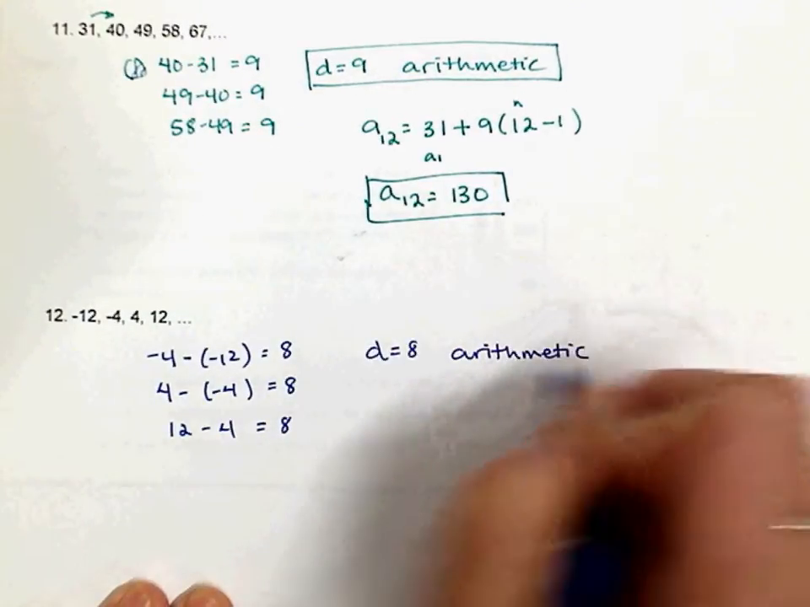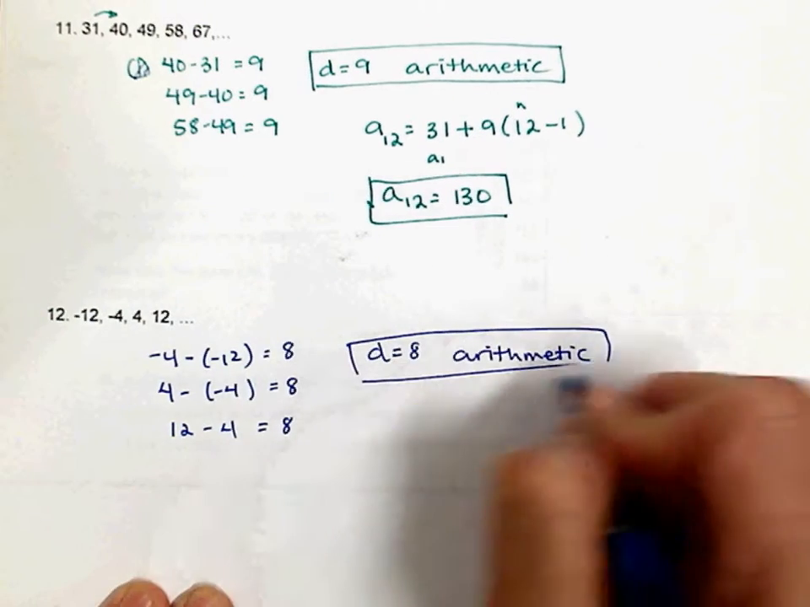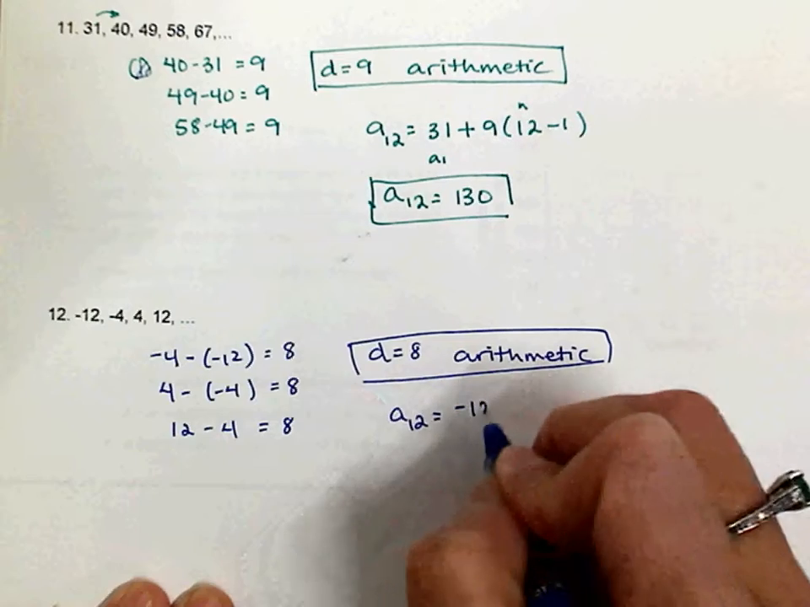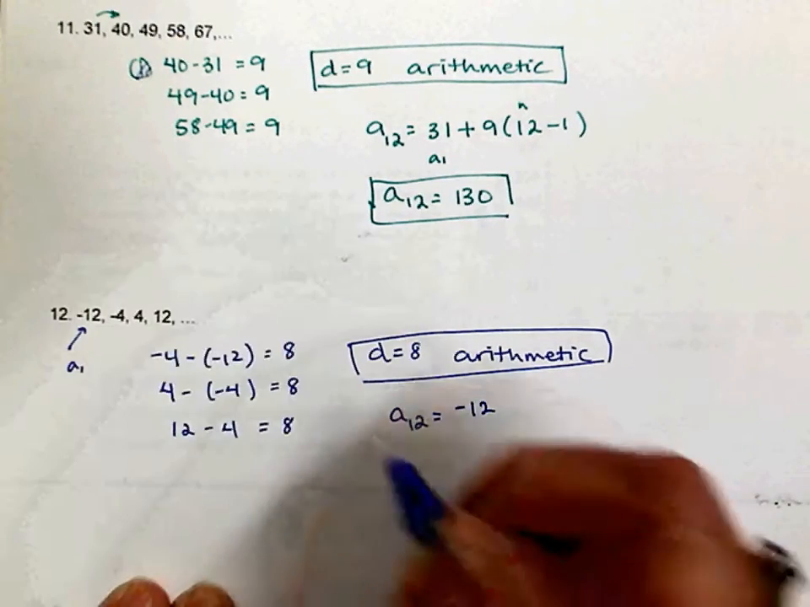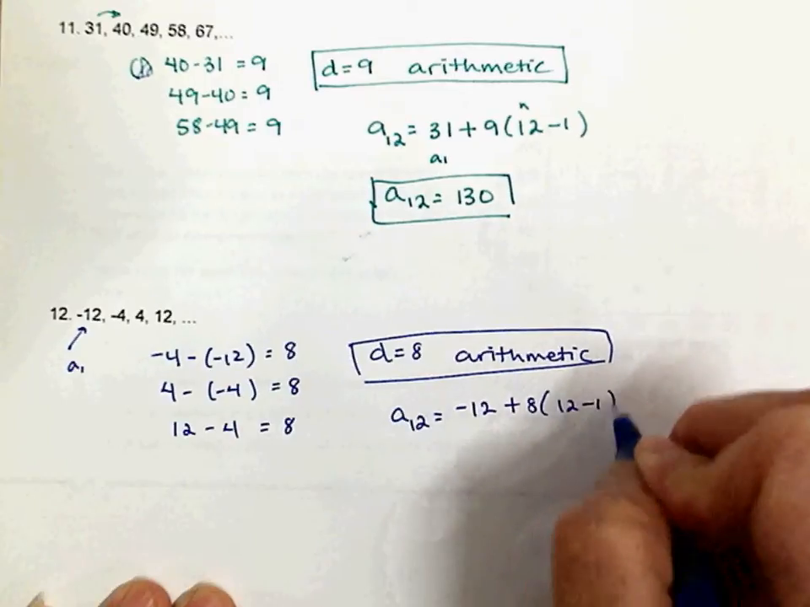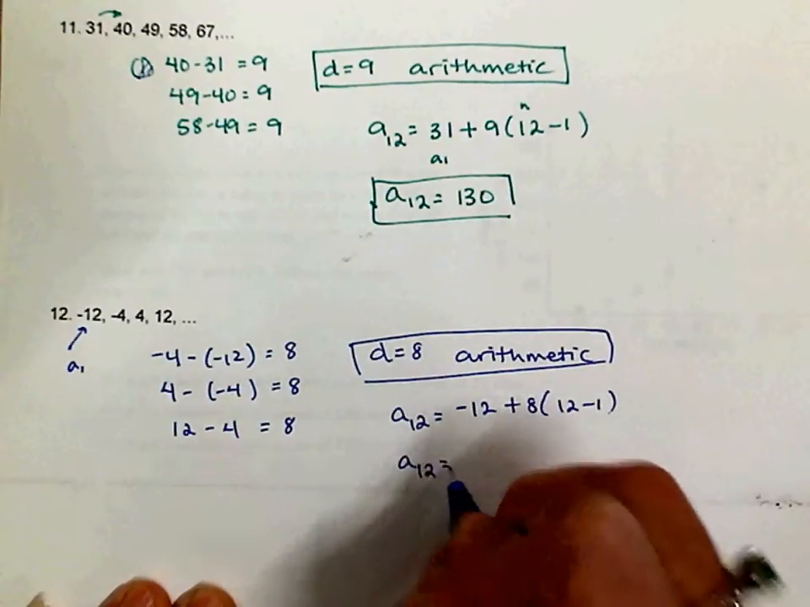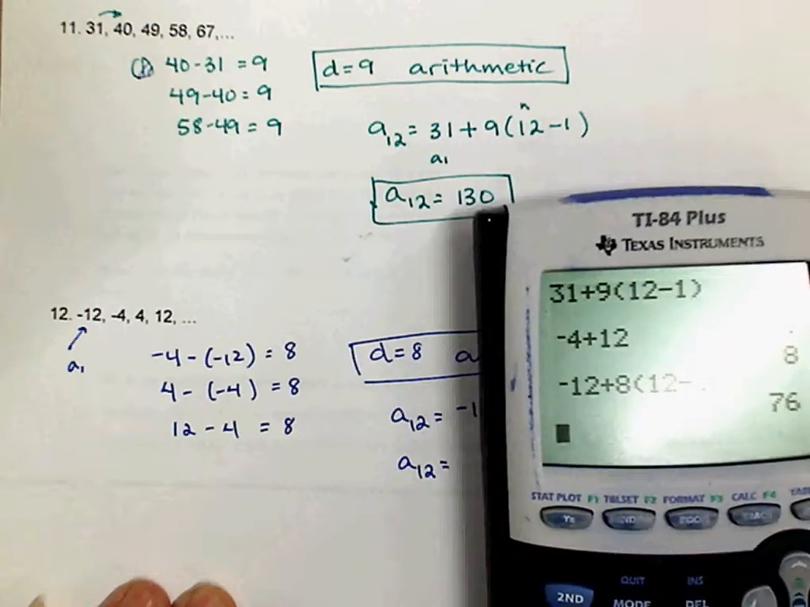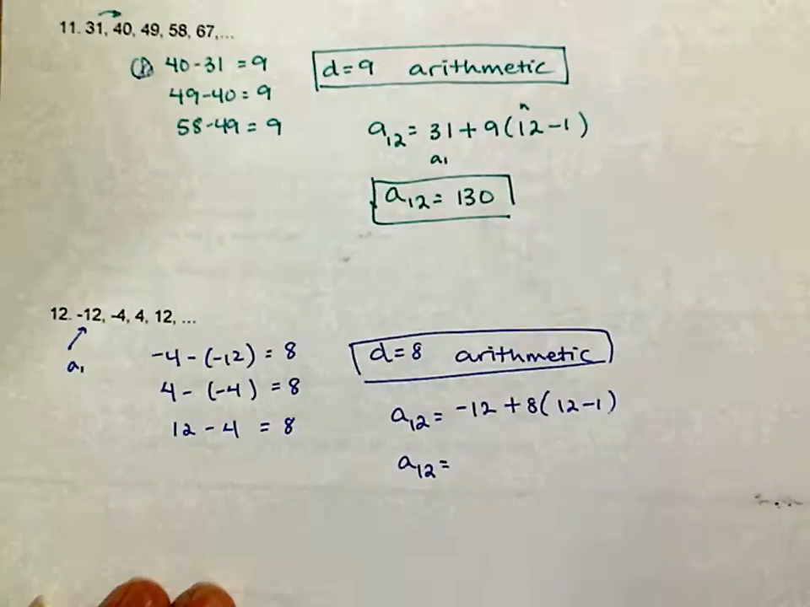Okay. Finding your 12th term, I take my first term, that's always your a sub 1, plus 8 times (12 minus 1). So let's see what that comes out to be. And I type it just like I see it. Okay, so your 12th term is going to be 76.